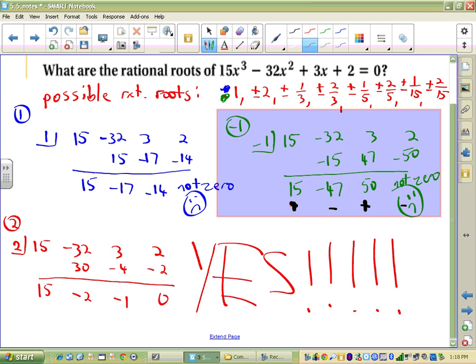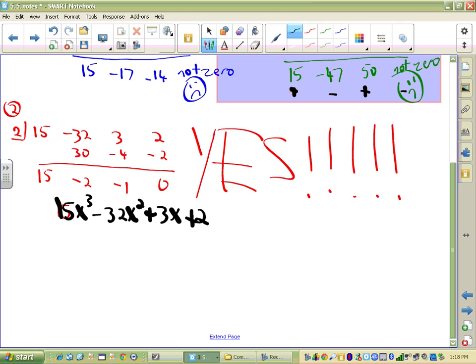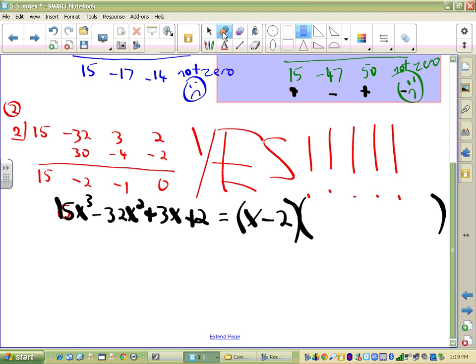So, what that means then is our polynomial that was cubic, 15x cubed minus 32x squared plus 3x plus 2 can really be written as x minus 2 times the quantity of whatever my quotient is. So my quotient is right here, right?